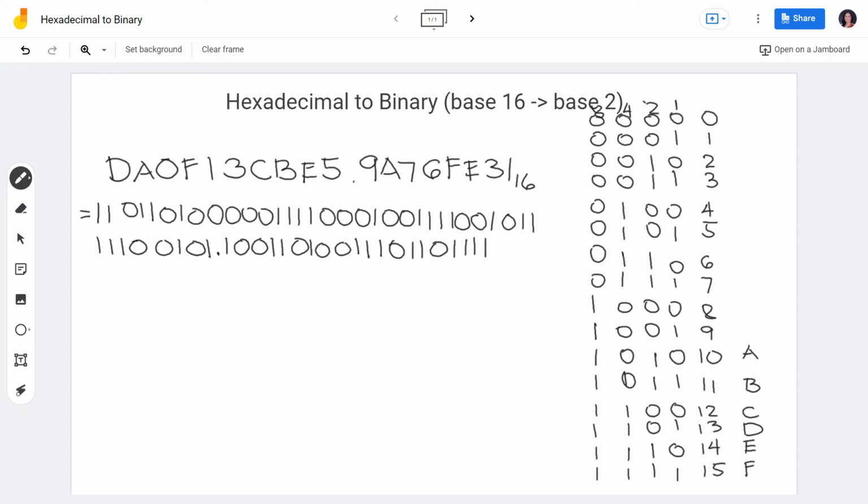And then E is 1, 1, 1, 0. And then 3, let's continue it here, is 0, 0, 1, 1. And then 1 is 0, 0, 0, 1. Okay, we have no leading and trailing 0. So this will be our answer.